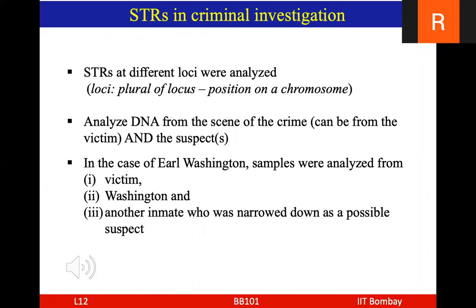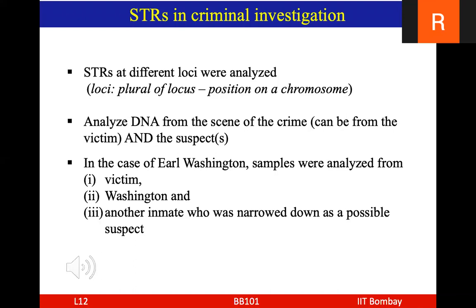During criminal investigations, STRs at different loci on the chromosome are generally analyzed. Loci, you know, are the positions on a chromosome. They analyze the DNA from the scene of the crime, which can be from the victim and the suspect. So if somebody is a victim at a crime scene, you take the body fluid or tissue from that person, and whoever you suspect, you can also take biological fluid or tissue from that person.